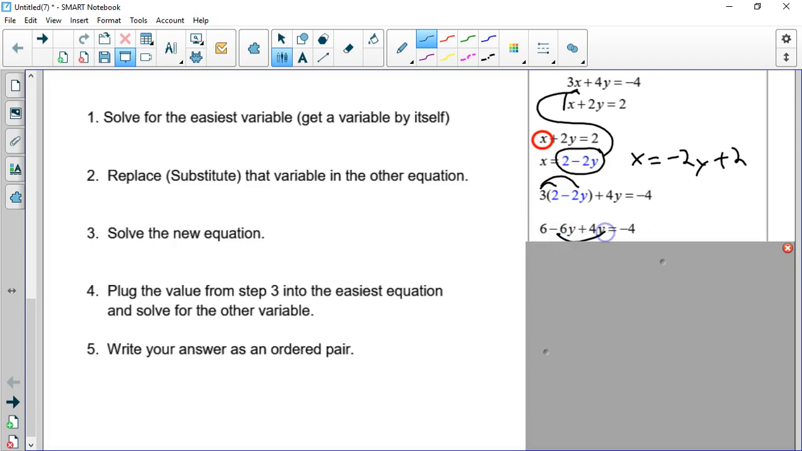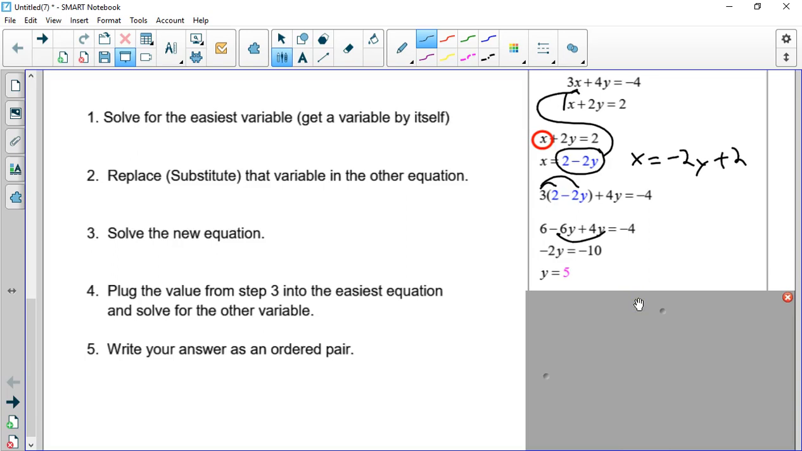You're going to join like terms. And if you want to join like terms first, or move the number over first and join like terms at the same time, if you need to do it in baby steps, you can. Then you solve, and you get y equals 5.